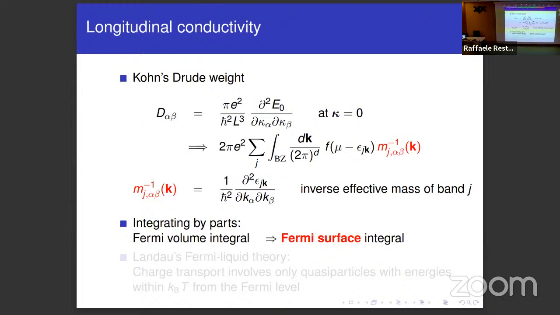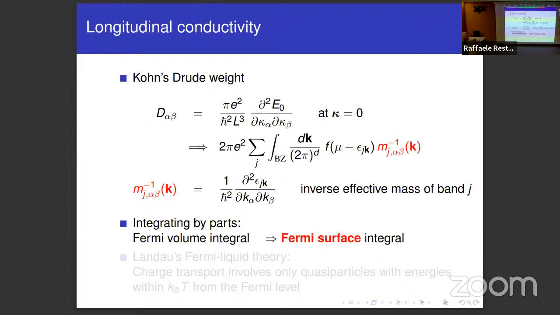this Fermi volume integral, where you have a second derivative with respect to the Bloch vector. So this is typically called the inverse effective mass of band J, because if you have a non-interacting electron in a flat potential, the kinetic energy is quadratic, the energy is parabolic, and this quantity coincides with the inverse of the electron mass times delta alpha beta. So this is, in a sense, the correction to the inverse electron mass due to the periodic potential.